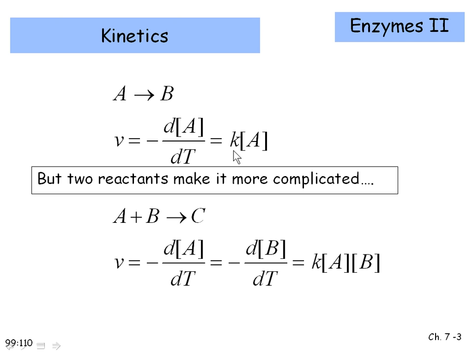However, if you have a more complicated reaction, so here we have A and B are needed to go to C. In this case, the velocity is going to be the disappearance rate of A or the disappearance rate of B, and the constant is now going to be times both of the substrates rather than just one of them. So you can affect the rate of the reaction by affecting either one of those components. So the rate now has two determinants, not just the one.